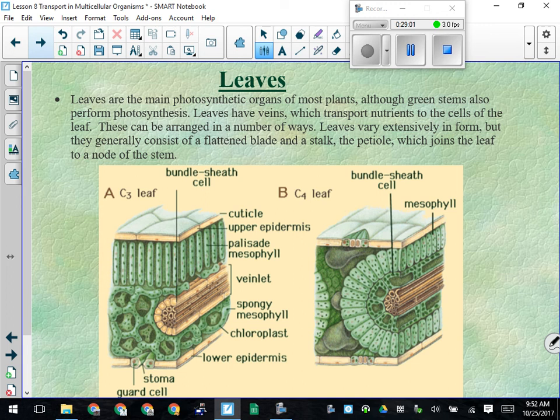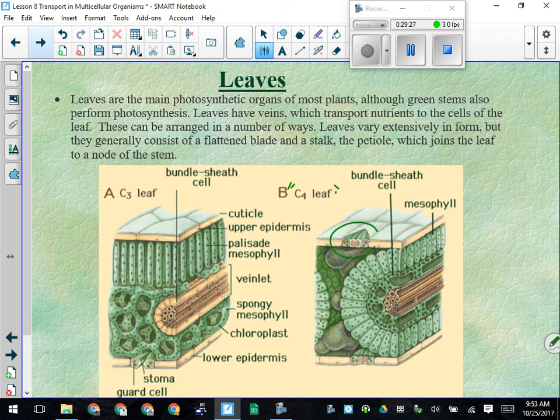This is the C4 leaf, and the word leaf should actually be in quotations. It's not really a leaf. This is a cactus. Cacti don't have true leaves, and you can see that their palisade layer and their spongy layer wrap around the veins, and there are big open areas where there's no water. The gases get exchanged through there.